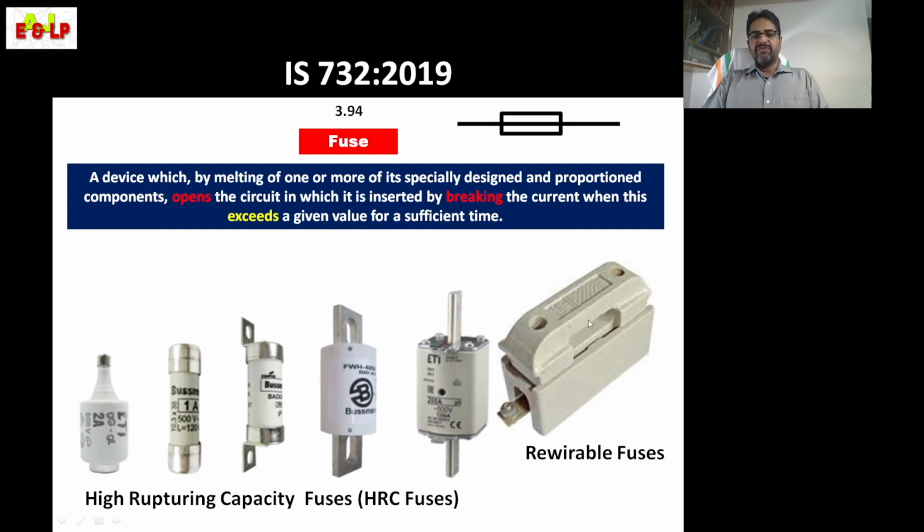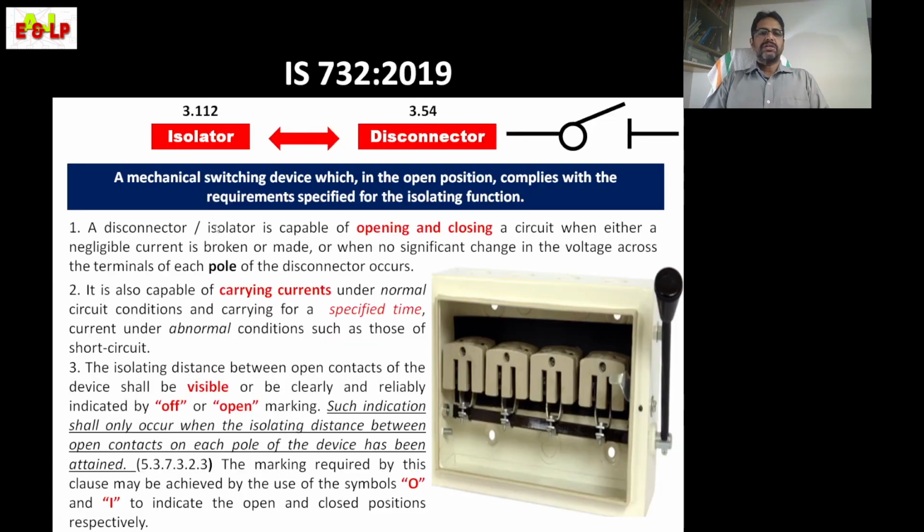Here the rewirable fuse is shown on the right side, and to the left side the high rupturing capacity fuse or HRC fuse is shown. Here I gave only a basic definition of fuse. Fuse itself is a vast topic to be discussed, but I am taking the basic term. Now the next term is isolator or disconnector.